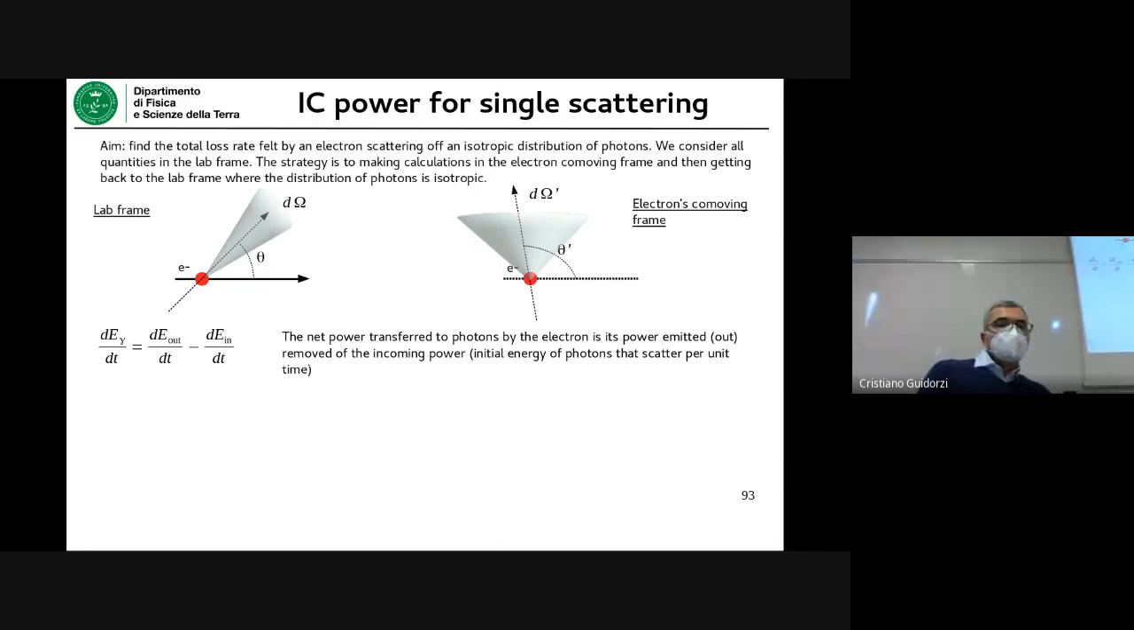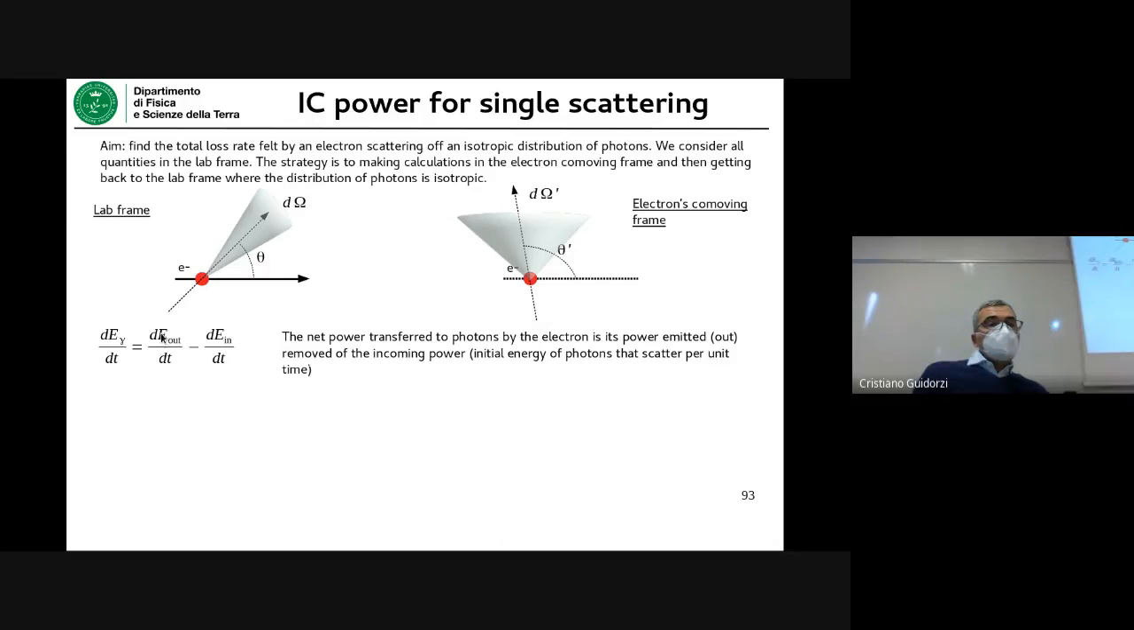So let's see the idea. The key idea is that if we call E gamma, or better, the time derivative of E gamma, the net energy lost by the electron per unit time in the lab frame, so how the energy of the electron changes as a function of time, we can see it as the sum of two contributions.